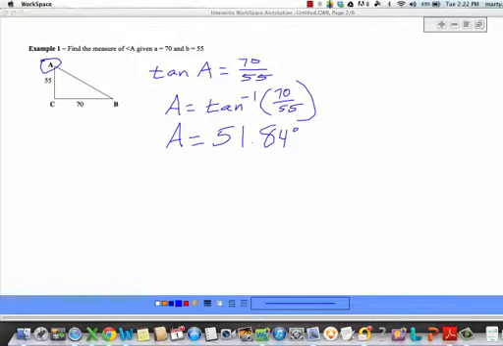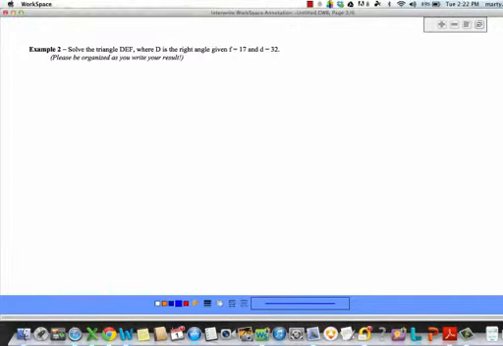So that's the very general idea. You've done this in Algebra 1 and Algebra 2. We do take it a little bit further, as with most of the topics that we've done in this class. Next one says solve for the triangle. Whenever you solve for the triangle, you need to find all of the measurements. You need to find 3 angles, and you need to find 3 sides. It says be organized in your result.